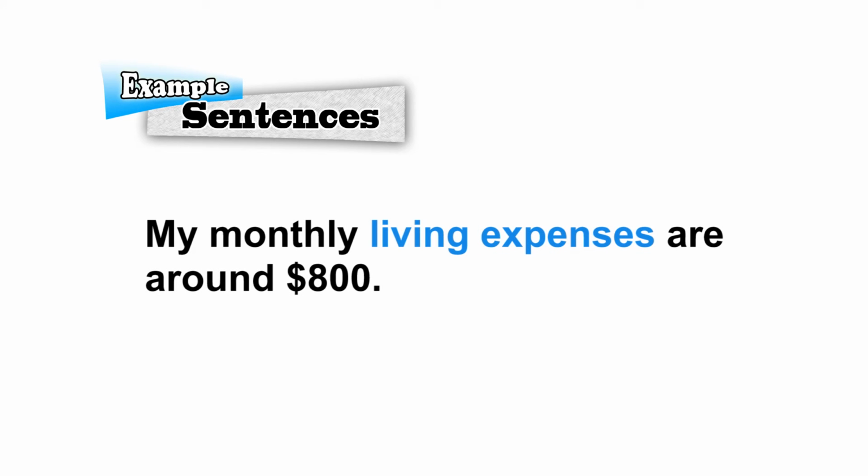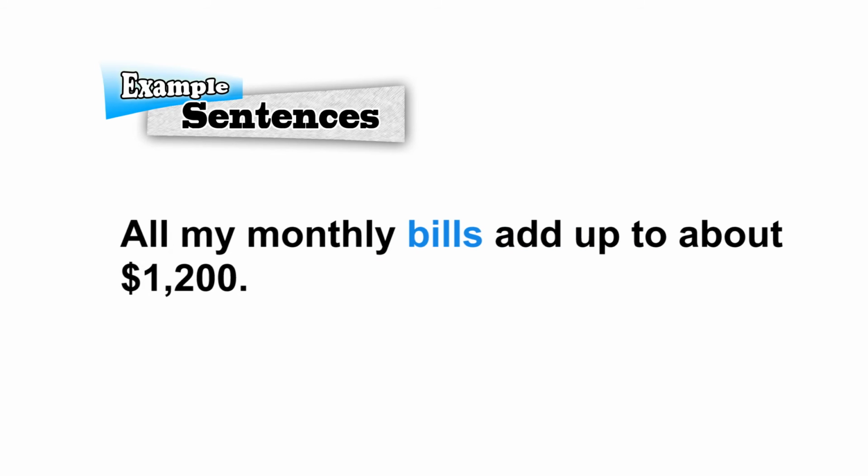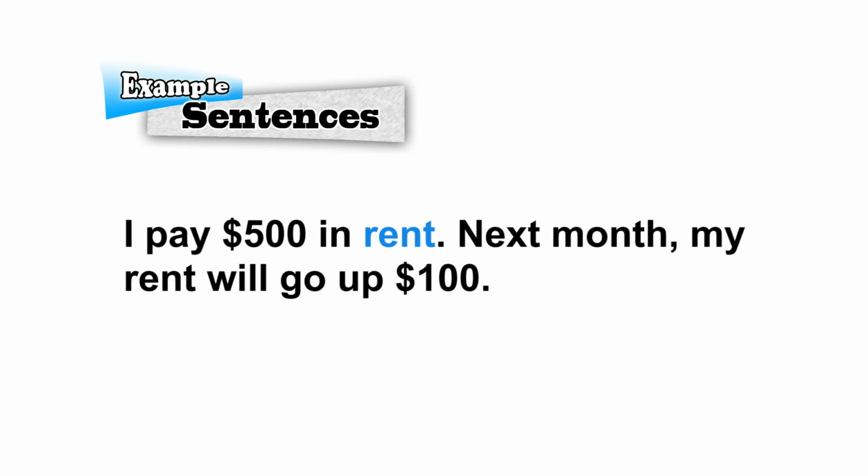Okay, let's look at the examples. My monthly living expenses are around $800. And the next one. All my monthly bills add up to about $1,200. And the next one. I pay $500 in rent. Next month, my rent will go up $100.